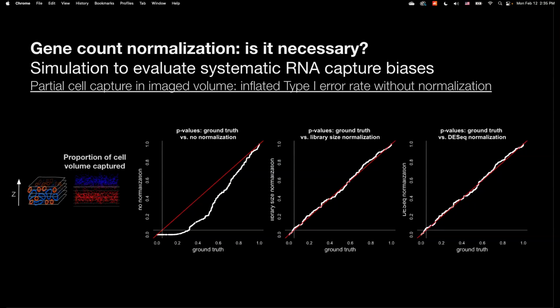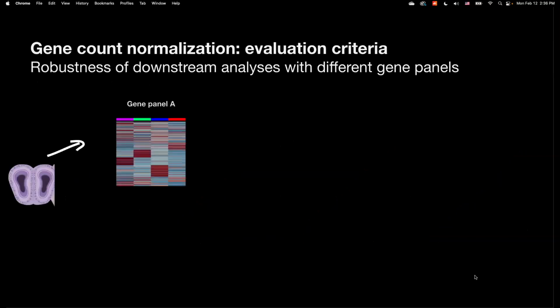And so this indicates that, yes, it seems that normalization might indeed be necessary with imaging-based SRT data, and specifically the normalization is necessary to correct for the amount of the total cell volume captured in our imaging data. Given this result, we set out to investigate the performance of gene count normalization approaches with imaging-based SRT data. To evaluate performance, we consider that imaging-based SRT data often has gene panels that are much smaller than the whole transcriptome.